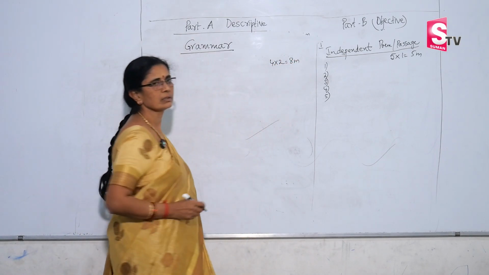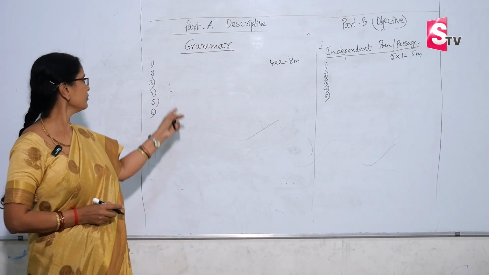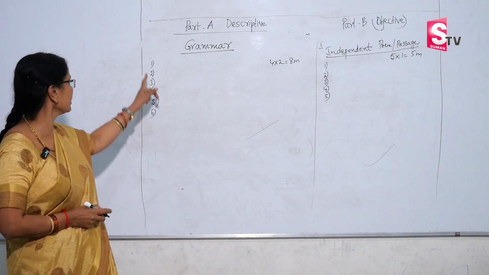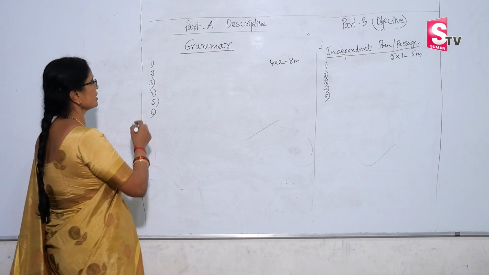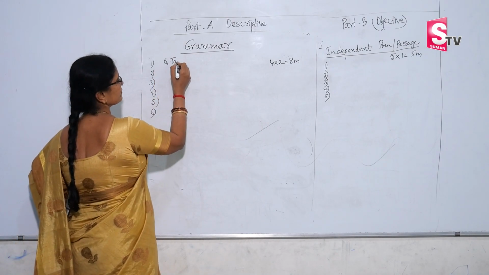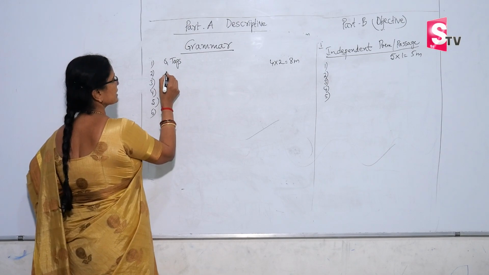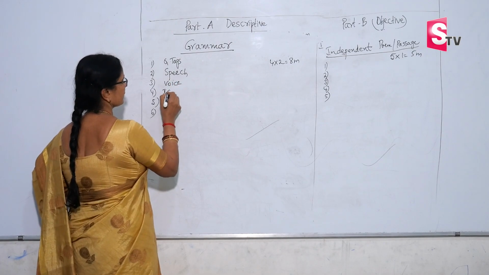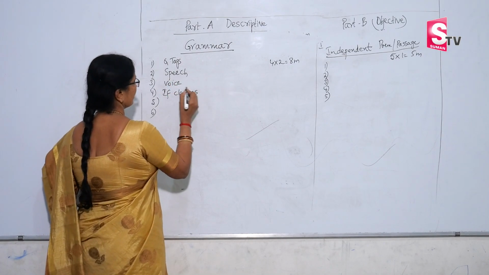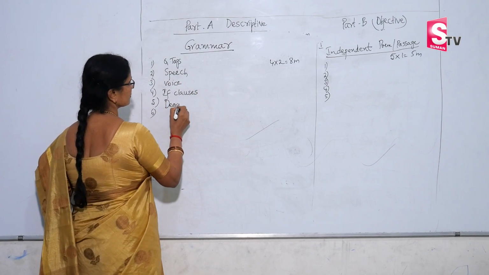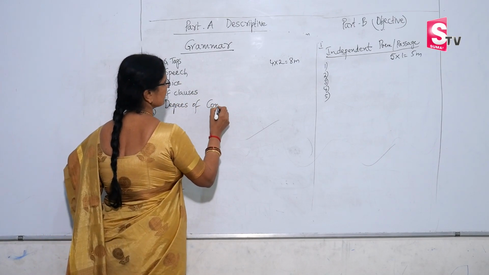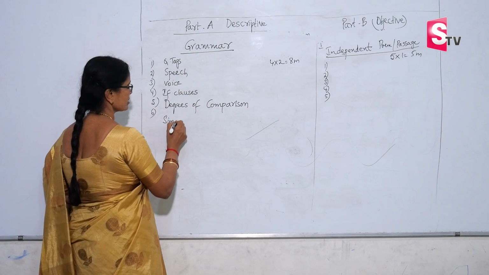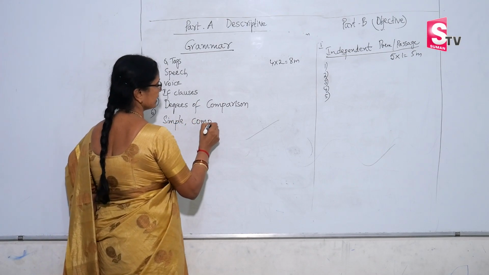But children, attempt all these 6 questions, because even if you go wrong at one, you can score marks in the other. So it is very important to attempt all the 6 questions. Now what type of questions may they ask here? Can be question tags, direct and indirect speech, voice, if clauses, degrees of comparison, simple, compound and complex sentences.